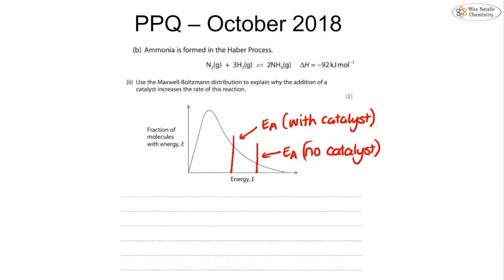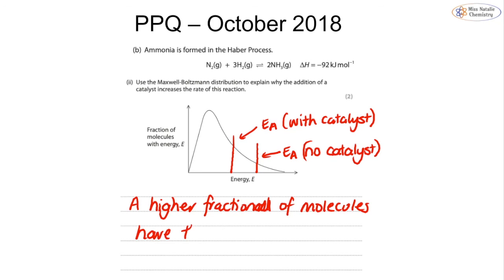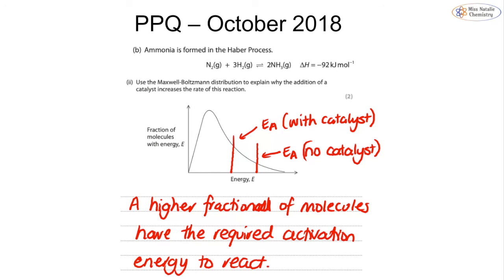The second mark comes from explaining what this means. And this refers to the fact that a higher fraction of molecules have the required activation energy to react. So we are showing on the diagram what is happening. Now, the second part is the explanation.